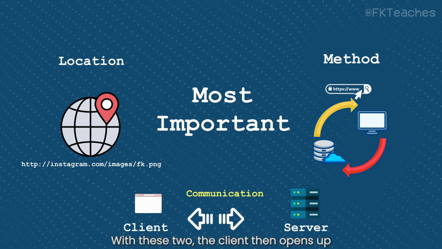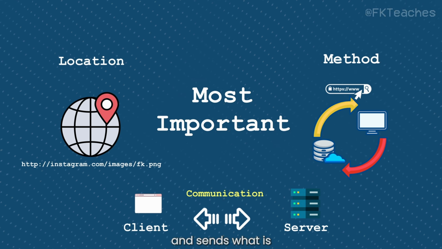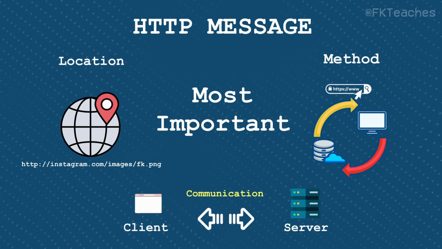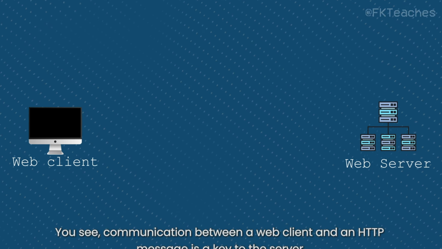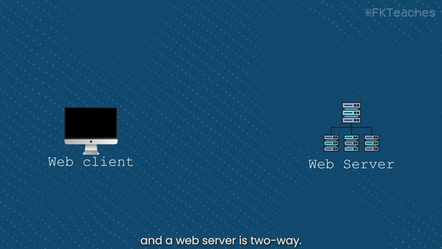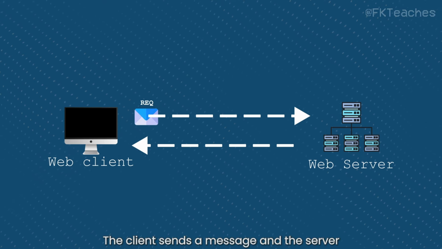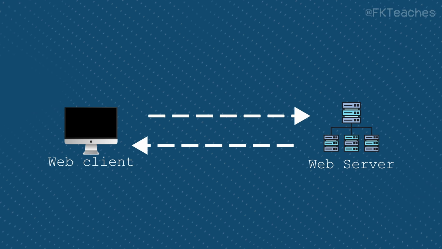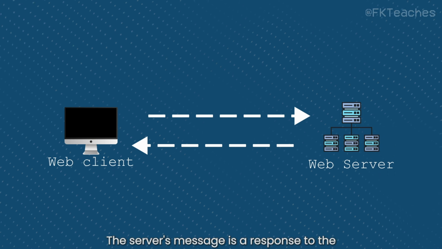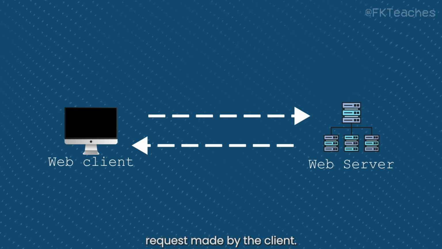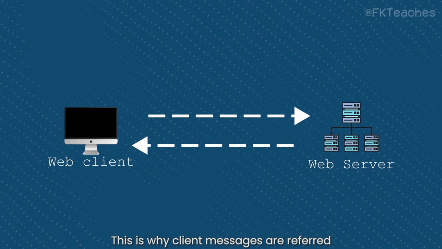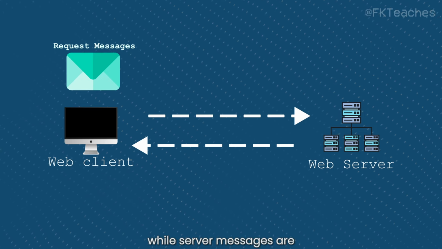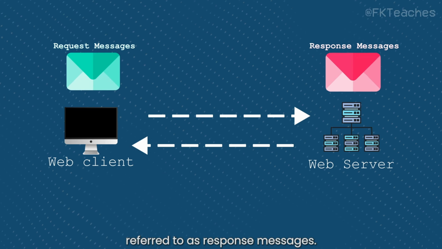With these two, the client then opens up a connection with the server and sends what is known as an HTTP message. You see, communication between a web client and a web server is two-way. The client sends a message and the server responds with another message. The server's message is a response to the request made by the client. This is why client messages are referred to as request messages, while server messages are referred to as response messages.